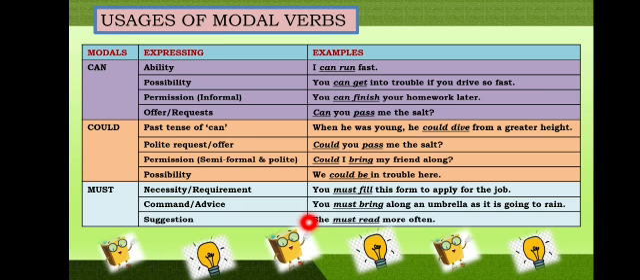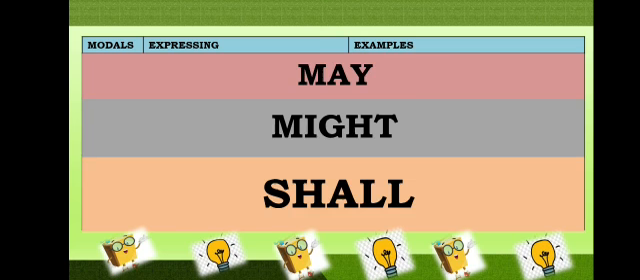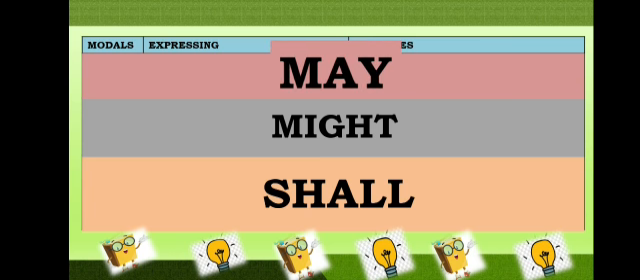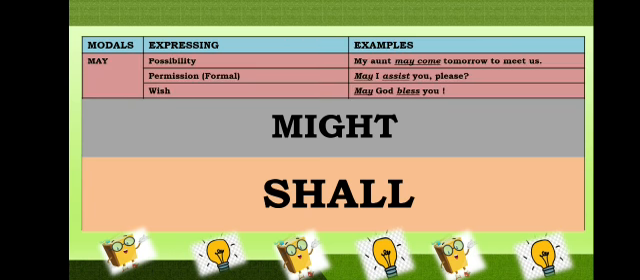Moving on to the next, may. May is again used to express different situations like possibility. My aunt may come tomorrow to meet us. Permission in a formal scenario. For example, may I assist you, please? And if the speaker is wishing for something, may God bless you.